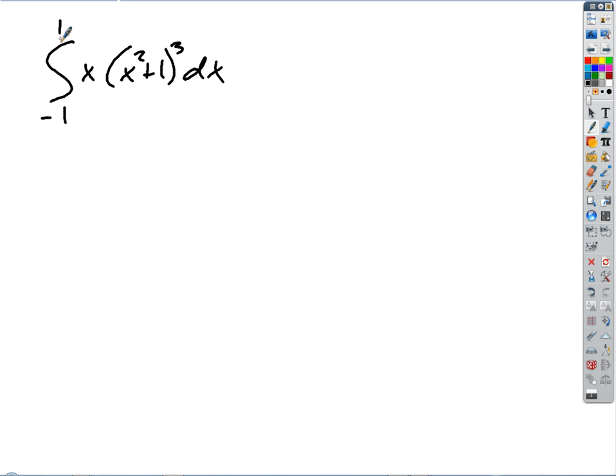Yeah, that would work, but I got a much better deal for you. Watch this. This is really cool that this works. Wait till we see what this is graphically. So let's make our u substitution, u equals x squared plus 1, everybody agree?